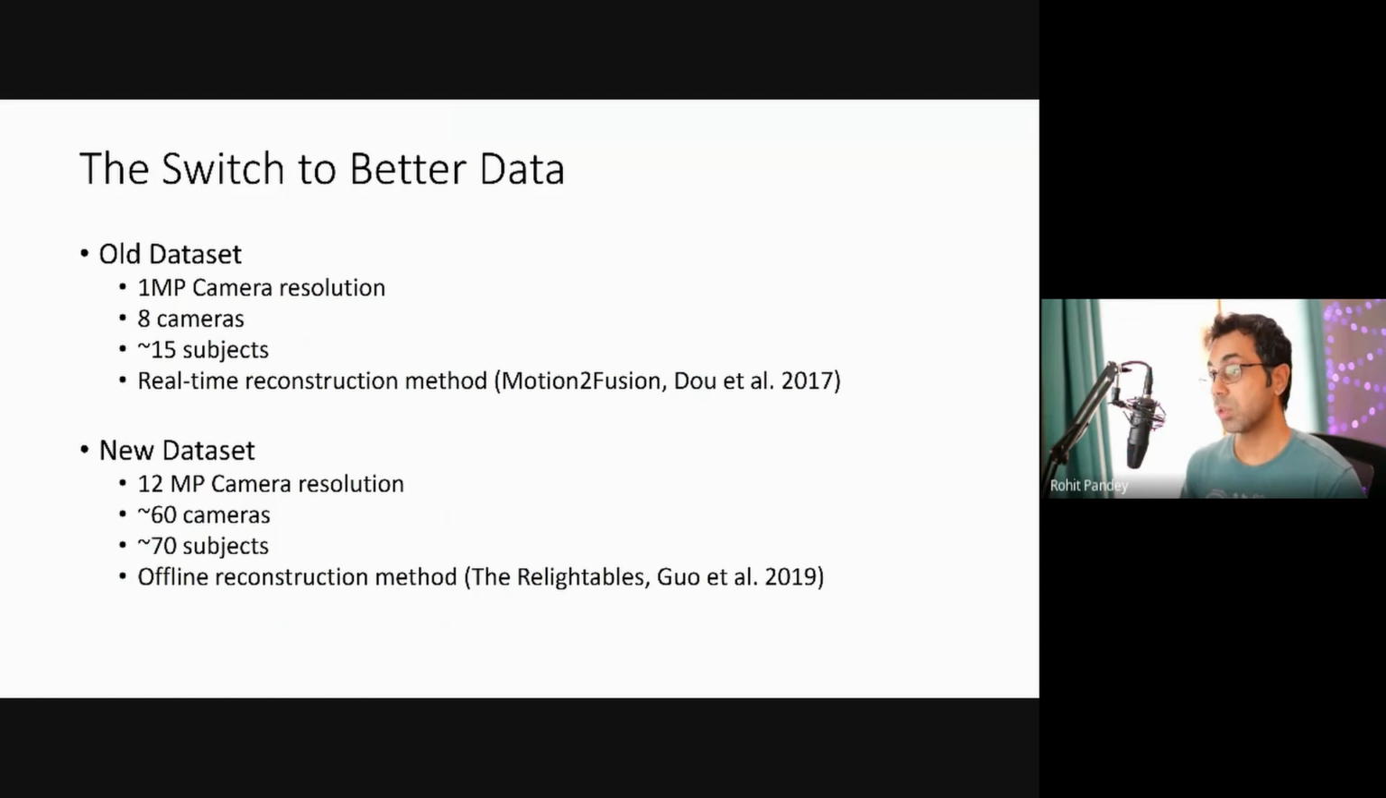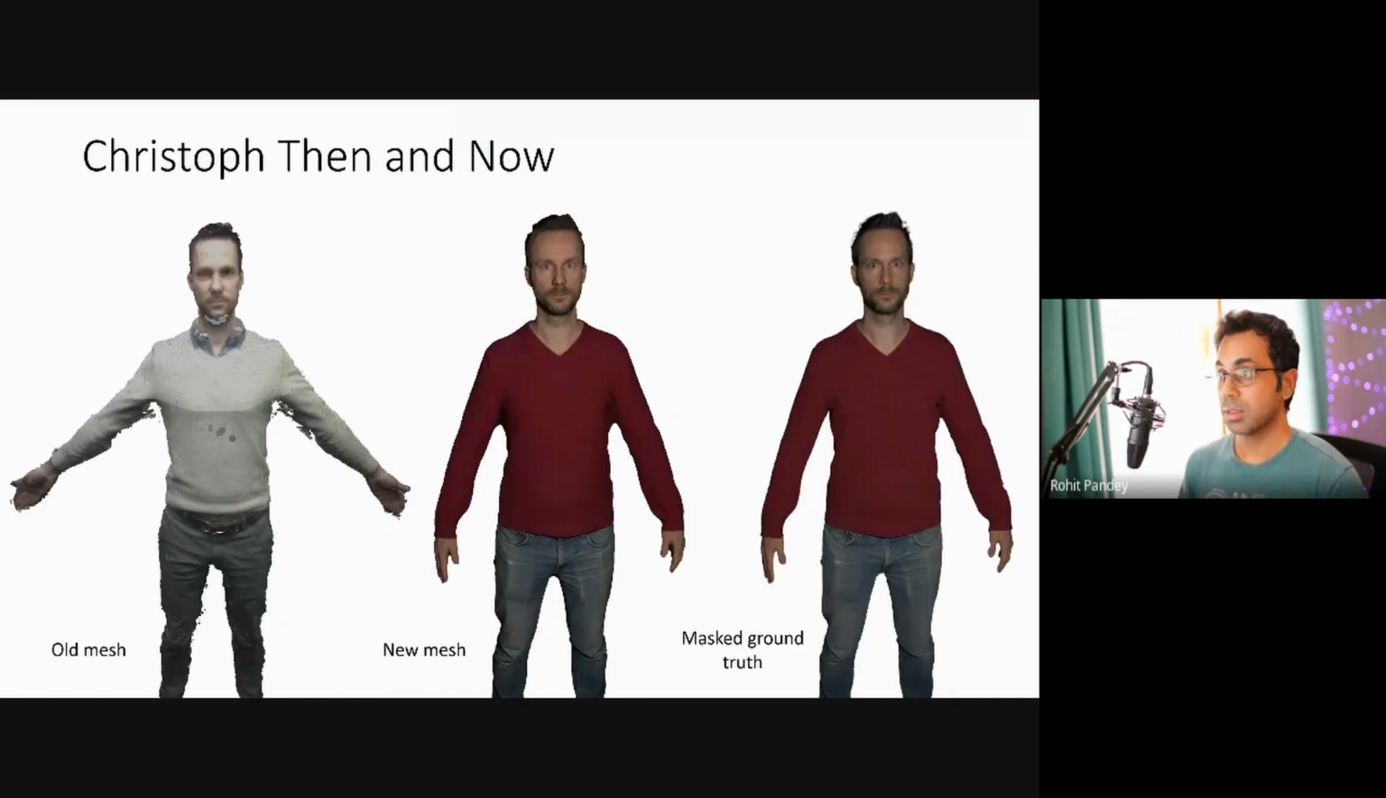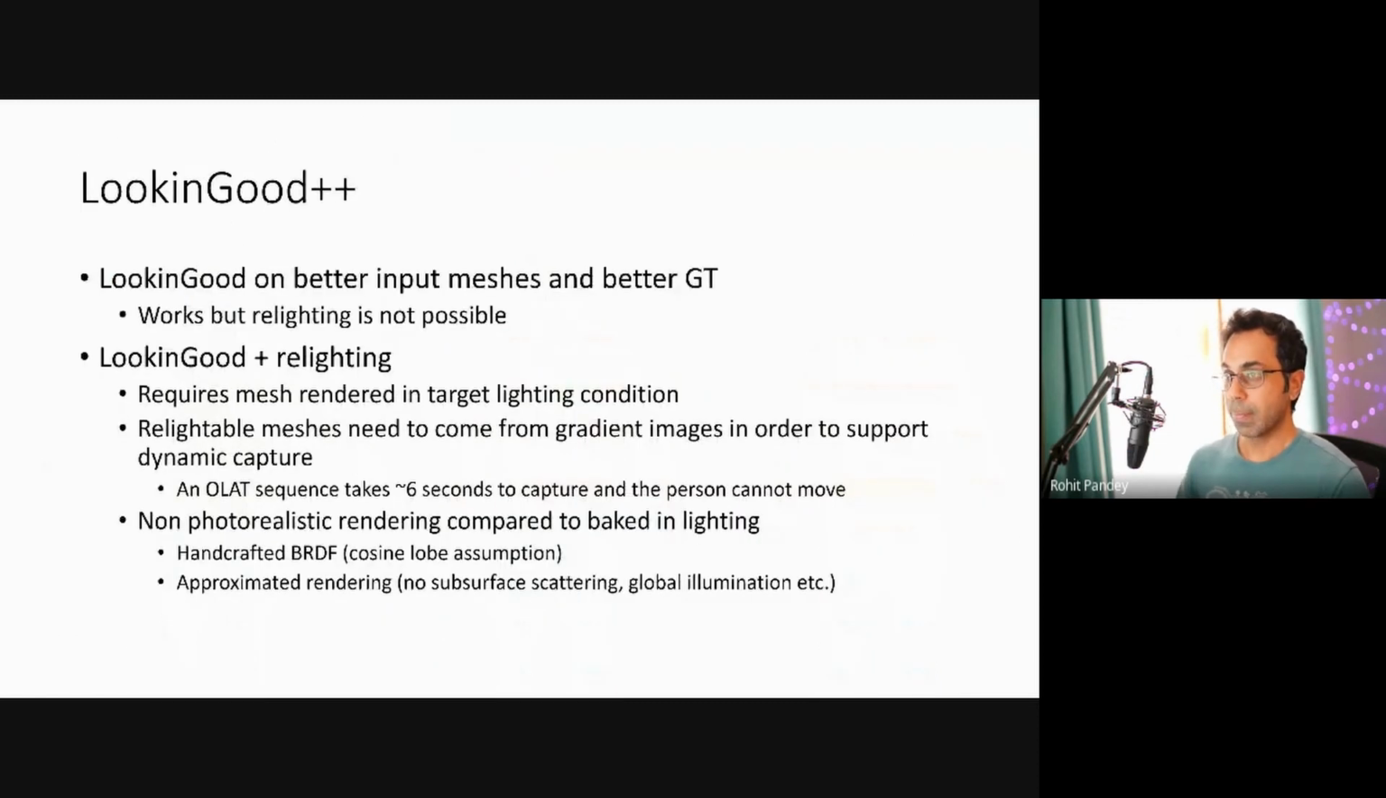We also switched to an offline reconstruction method, the Relightables, rather than the motion2fusion that was used for Looking Good. So this is a quick example of what difference this made in the quality of a reconstructed mesh. The old mesh, Christoph, is barely recognizable on the left, whereas in the center, the new mesh from the Relightables with baked-in lighting was quite close to the ground truth. So the natural thing to try was to extend Looking Good using the new meshes.